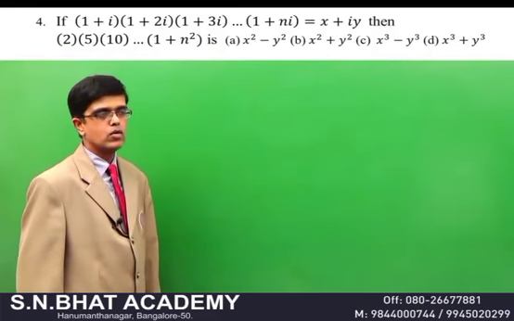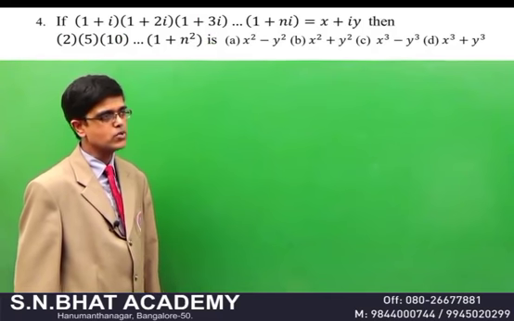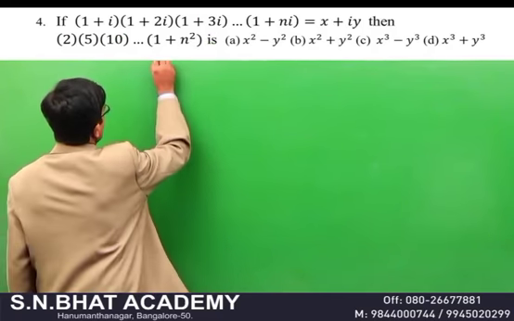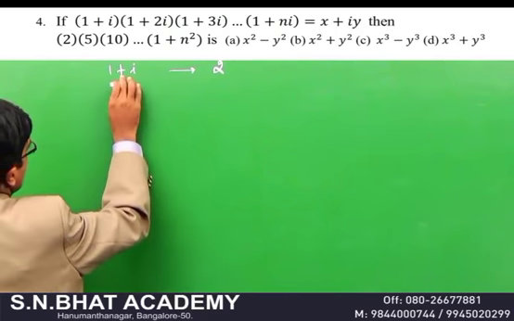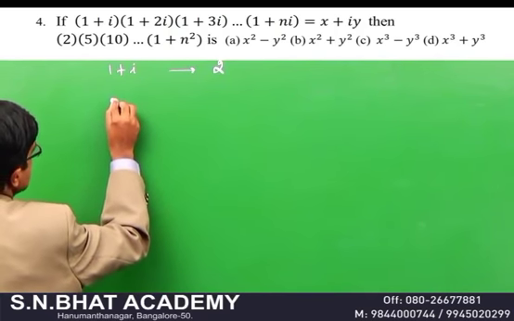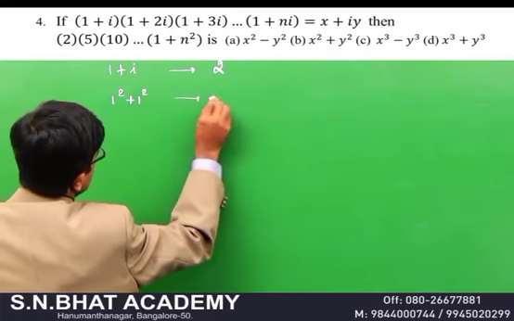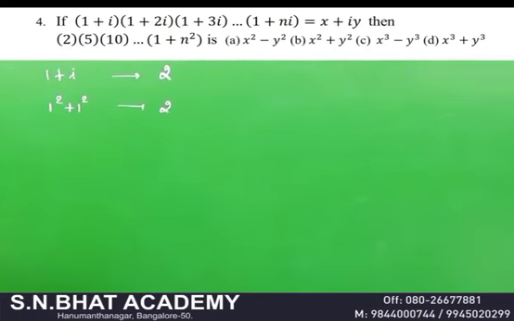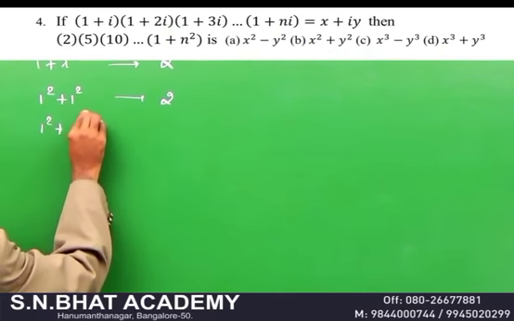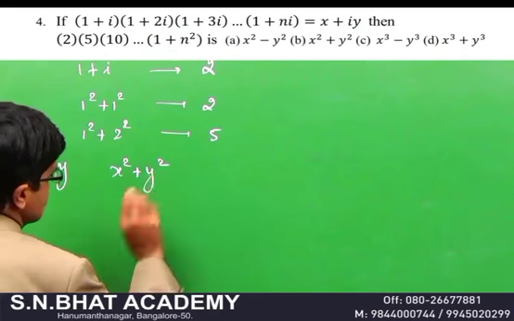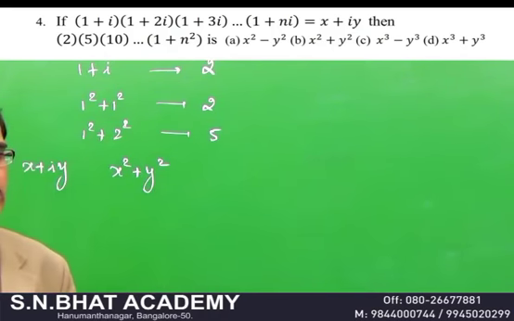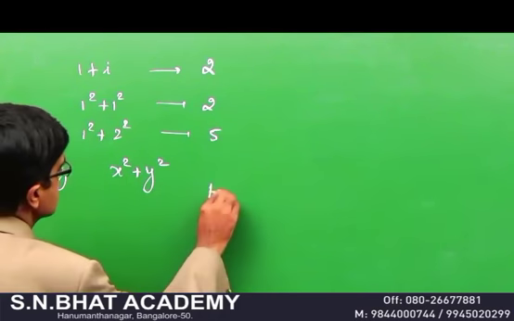Question number 4. 1 plus i is the first complex number associated with 2. In what way is it associated? You take the modulus square of this, that is 1 square plus 1 square, which is equal to 2. Similarly, you take another number, 1 plus 2i, 1 square plus 2 square will be 5. And so on continuously if you do, in the right hand side, we have x plus iy. Its corresponding square magnitude is nothing but x square plus y square. Therefore, x square plus y square will be the appropriate answer. So, B is correct.